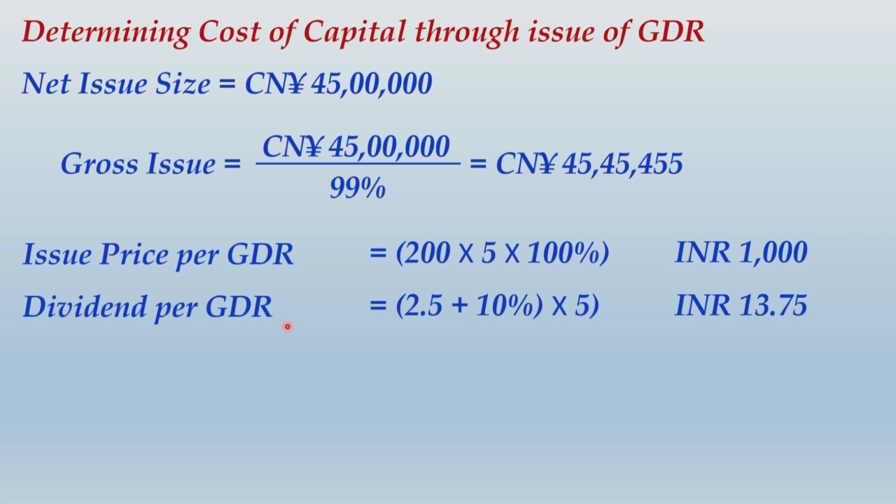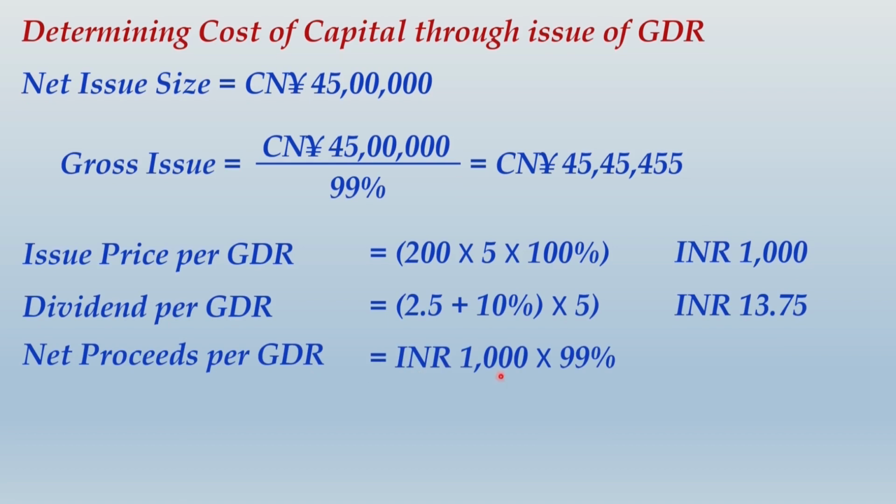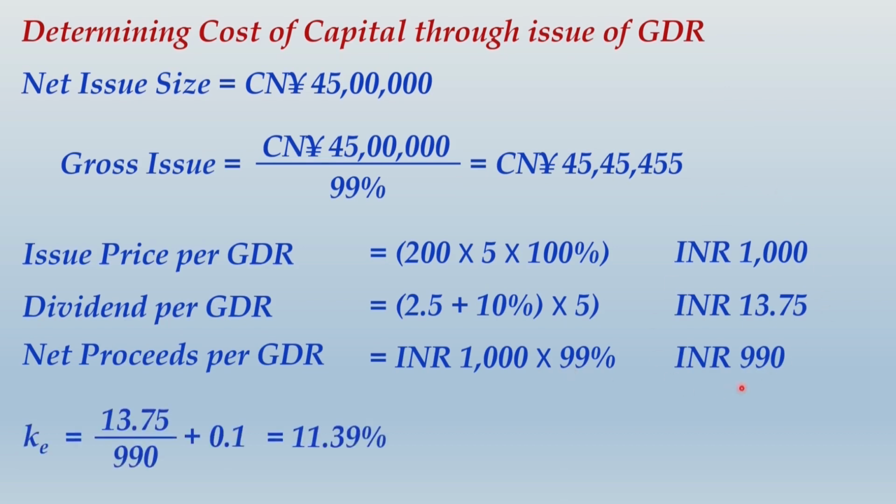However, the net issue proceeds will not be 1000 rupees, right? The net issue proceeds will be basically only 99% of the gross issue proceeds, and that will be rupees 1000 into 99%, and that will be rupees 990. So when you calculate KE, understand one thing, all these calculations we have kept purposely on INR basis. It does not matter at all whether you take INR or CNY, because the KE calculation will anyway be in percentage. So just take one care. If the numerator is in INR, denominator also has to be in INR. That is all. So please note down all these calculations and then we shall move ahead.